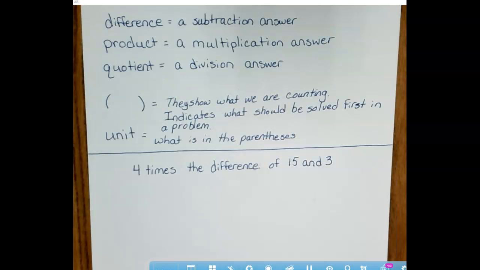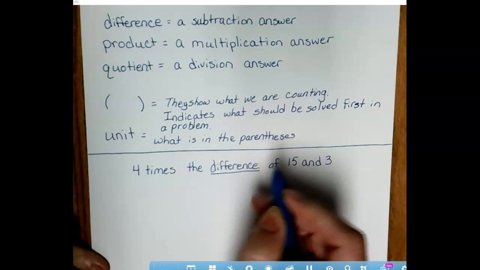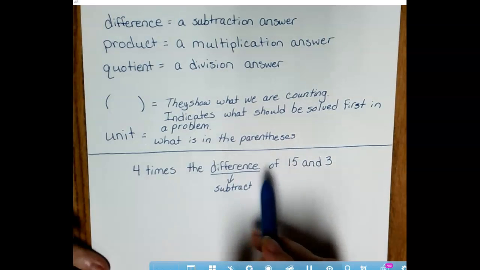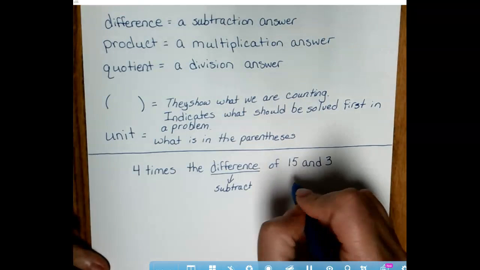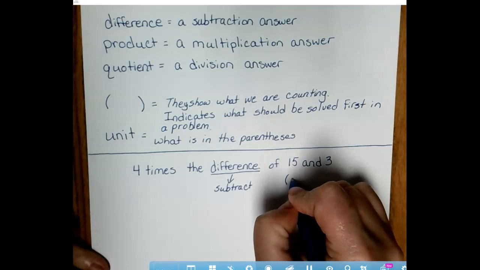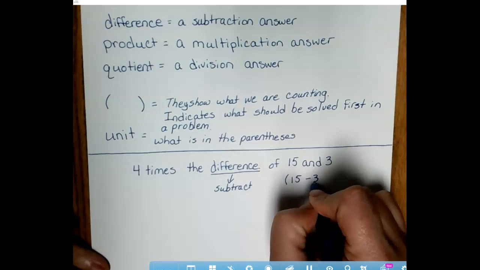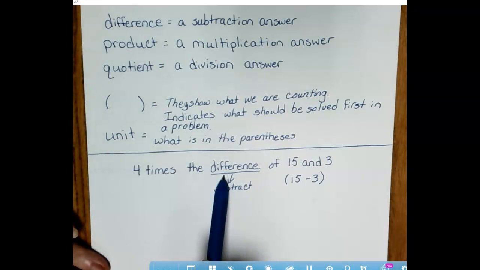Let's take a look at a problem. 4 times the difference of 15 and 3. So in here, I notice the word difference. Difference tells me I'm going to need to subtract. And it's telling me the difference of 15 and 3. So I know that I'm going to need to find the answer to 15 minus 3. And I want to know what 4 times this answer is.